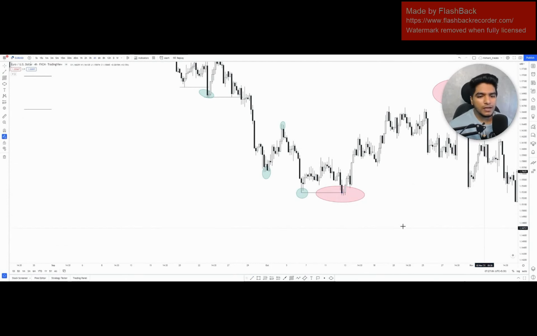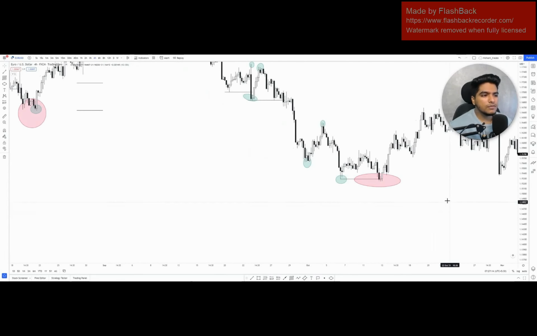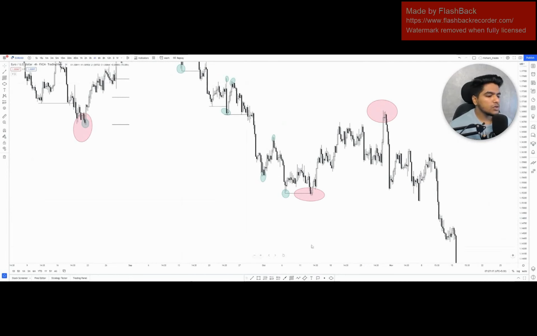Even if it's minor, still it's a body closure. If I just try to zoom in, you can clearly see that we got a body closure over here. So that's the reason we got a breakout structure in 4H. So what's our swing point now?